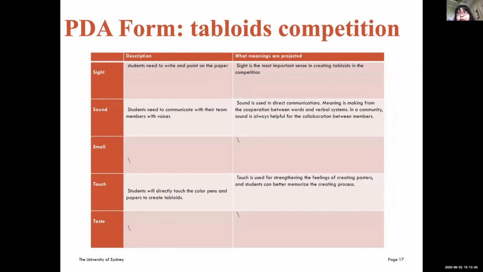Another PDA form is about the tabloids competition activity that we created. I think in this activity, we basically use sight, sound, and touch. Sight is the most important part in creating tabloids, and sound is used in students' communications to help them do the cooperation. And touch is used for strengthening the feeling of creating posters, and students can better memorize the creating process. Next slide, please.